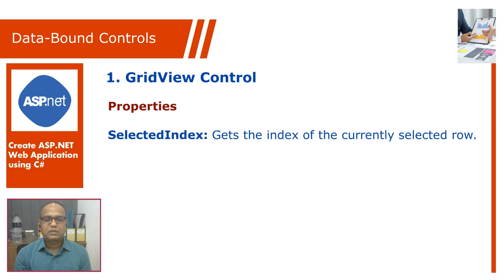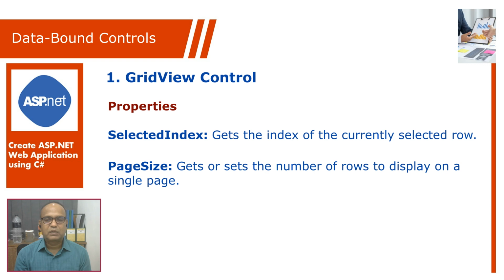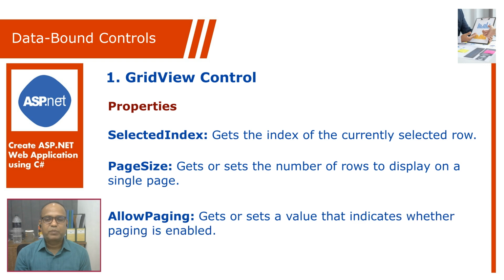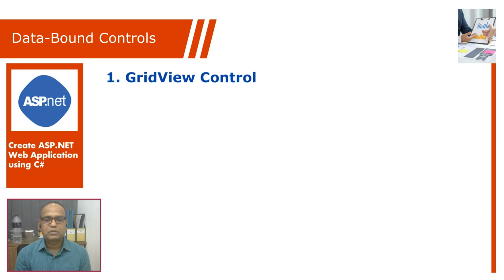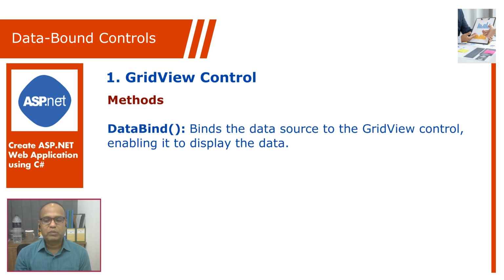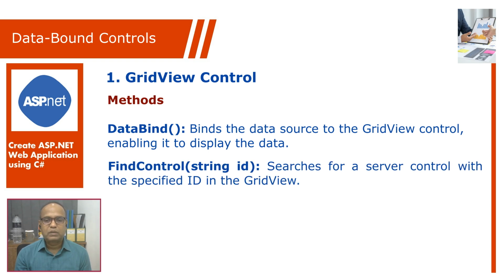Selected index gets the index of the currently selected row. Page size gets or sets the number of rows to display on a single page. Allow paging gets or sets a value that indicates whether paging is enabled. Methods. Data bind binds the data source to a GridView control, enabling it to display the data. Find control. String ID searches for a server control with specified ID in the GridView.